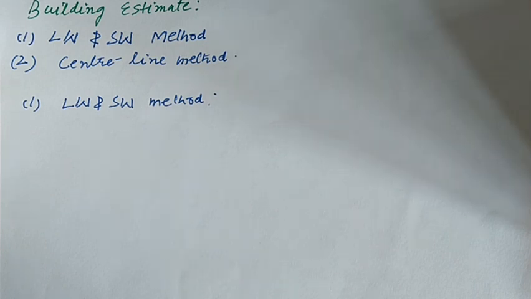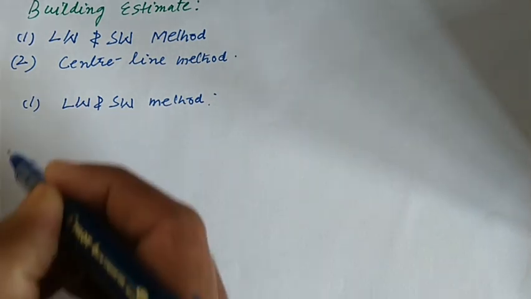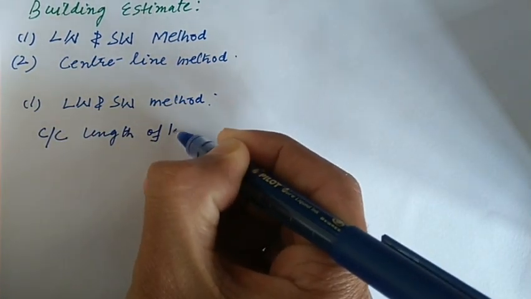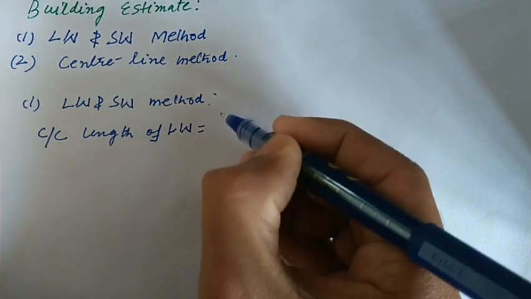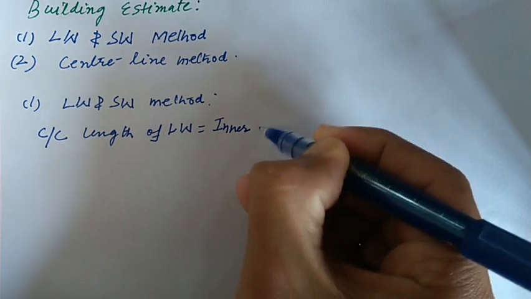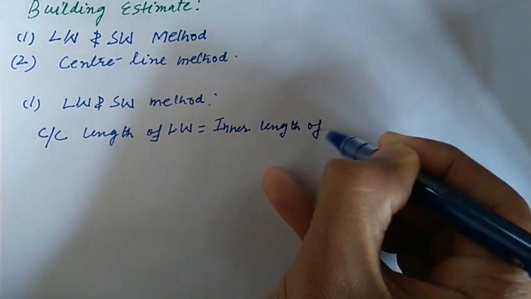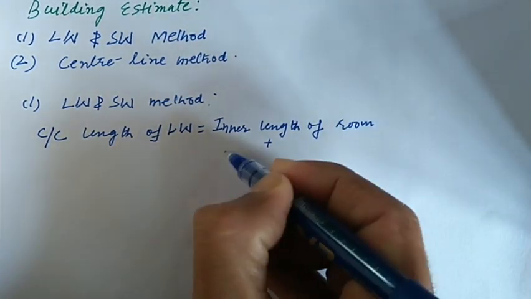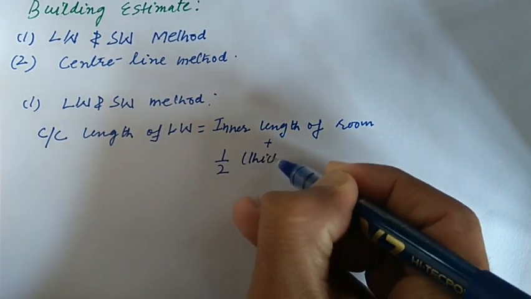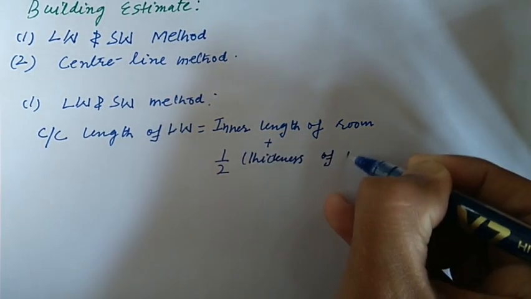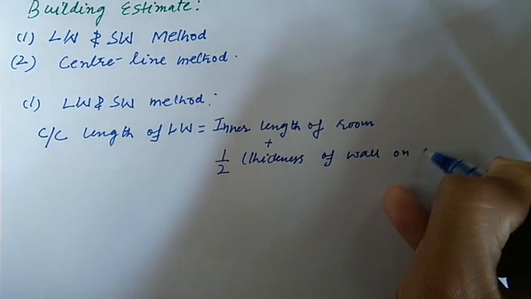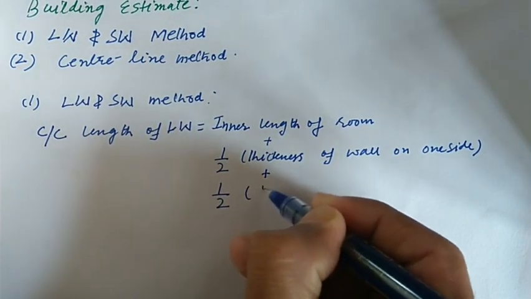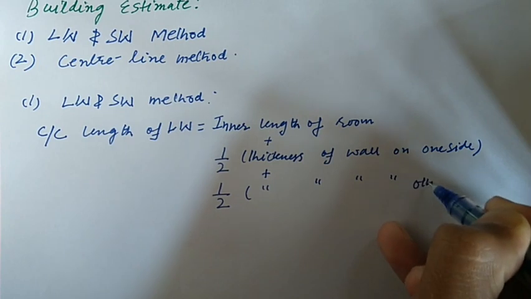The first step in the long wall and the short wall method is to find out the center to center length of the long wall. It is calculated by a simple formula: we see the inner length of the room from the plan, then add the half thickness of wall on one side plus half the thickness of wall on the other side.